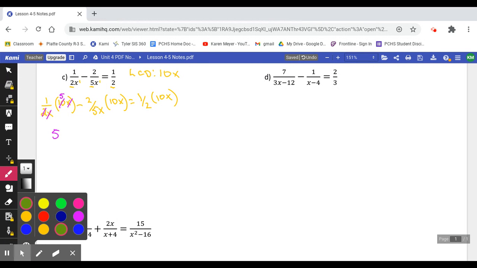On my middle fraction, 5 goes into 10 2 times. And each of my x's cross off. So I have negative 2 times 2, which is negative 4. And on my last one, 2 goes into 10 5 times. So I have 1 times 5x, which is 5x. 5 minus 4 is 1. 1 equals 5x. Divide, and I get x to equal 1/5.